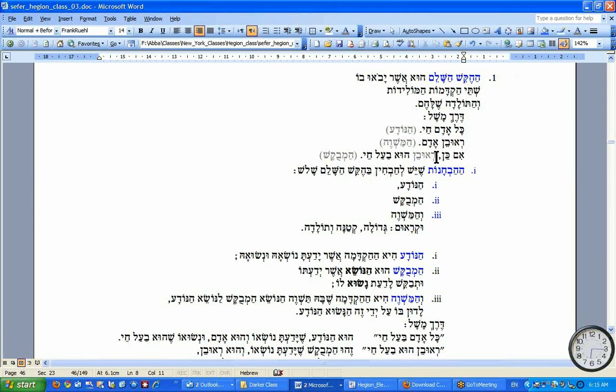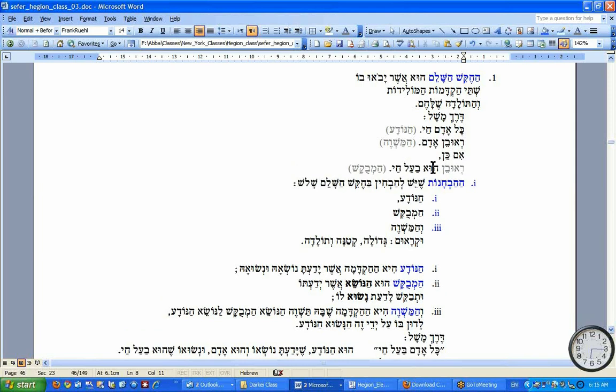Now, the way he sets it up is that really Reuven is the Mavukash. And that he's a Baal Chai is the result of the Hekesh. That's right. So he doesn't give us the word to describe that, though. He tells you the Noda, he tells you the Mashve, he tells you the Mavukash, but he doesn't tell you what do you call the result of the equation? He calls the result the Mavukash.